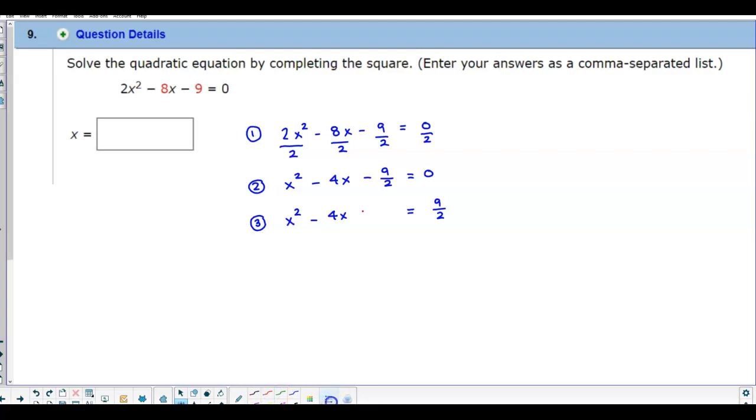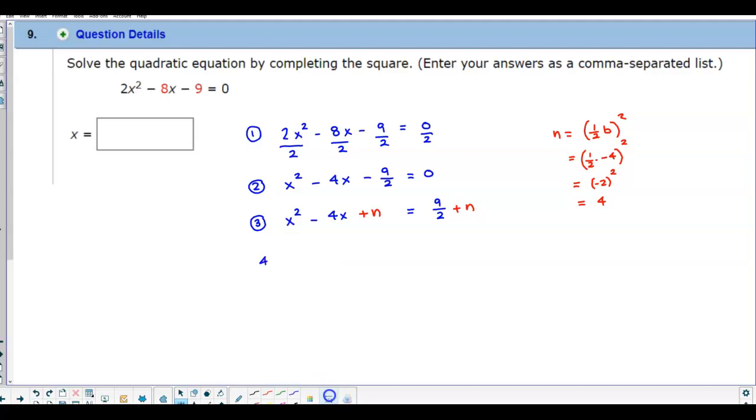Now we're going to complete the square by adding n to both sides of the equation. And n is equal to 1/2 times the middle term b, and then we're going to square it. Well, the middle term in our problem is -4, and then we're going to square that number. Well, half of -4 is -2, and when we square -2, we're going to get positive 4.